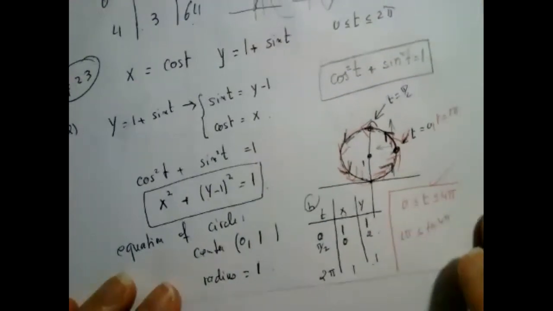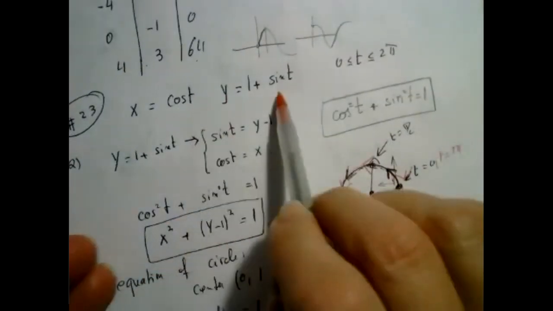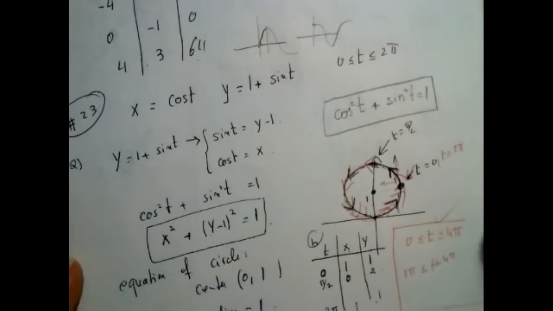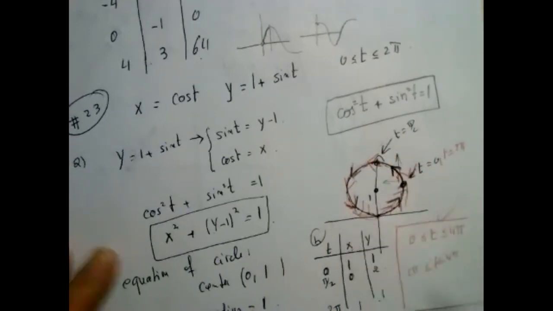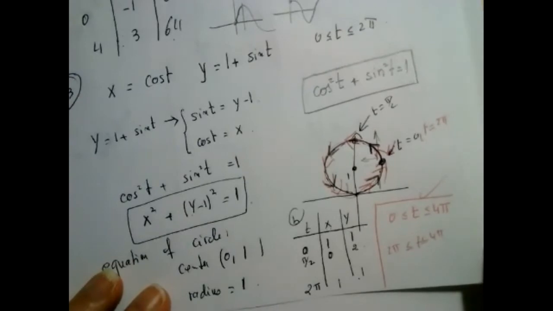Exactly. The values don't change because the cosine will not change, the sine will not change. So the x and y will remain the same. But you're going around the circle a second time. So if you think about t as time, it means somebody running around the circle twice, which is different than running around the circle once. Okay, so that's the effect of the parameter. All right?